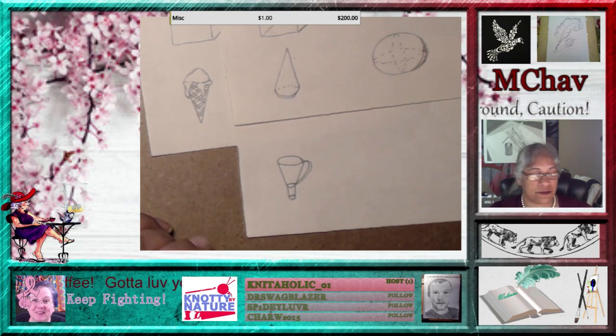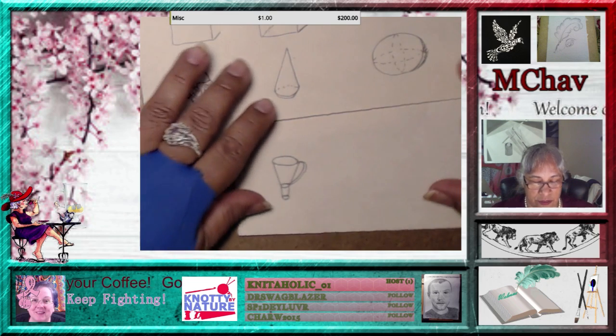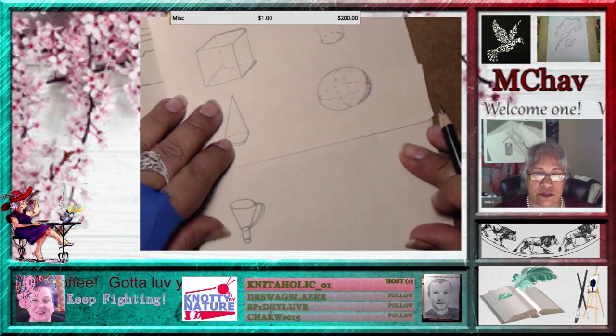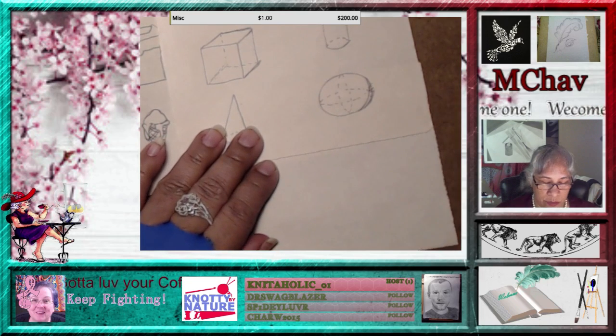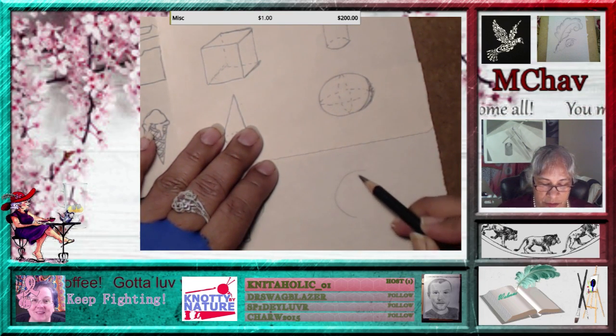Now you have a funnel. So there are things that can be made. Now we're going to do the sphere again, but only this time, well, I'll do the sphere. We're going to do a light circle.